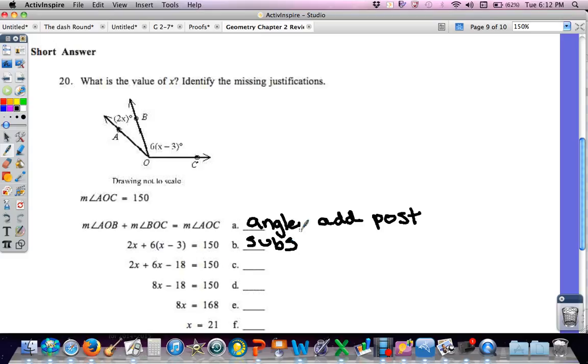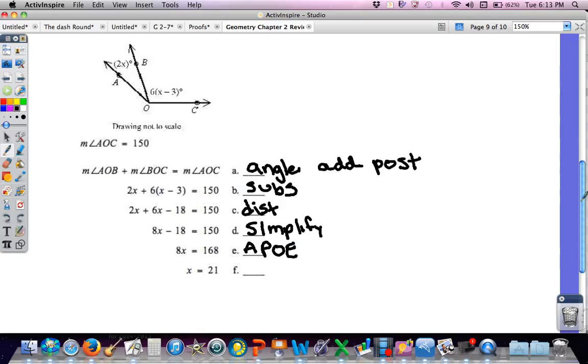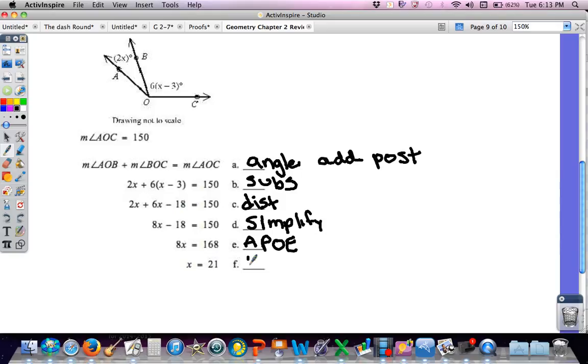Now, they've been telling us a lot that we have distributive property when we don't really have it, but in this case, we're multiplying 6 times x and 6 times negative 3, so that is definitely distributive property. For the next step, I would say combining like terms. The book has simplify. Either one I would count as correct. Now we're adding 18 to both sides, so you would spell this out, the addition property of equality. And when I divide both sides by 8, I get 21. That is the division property of equality.